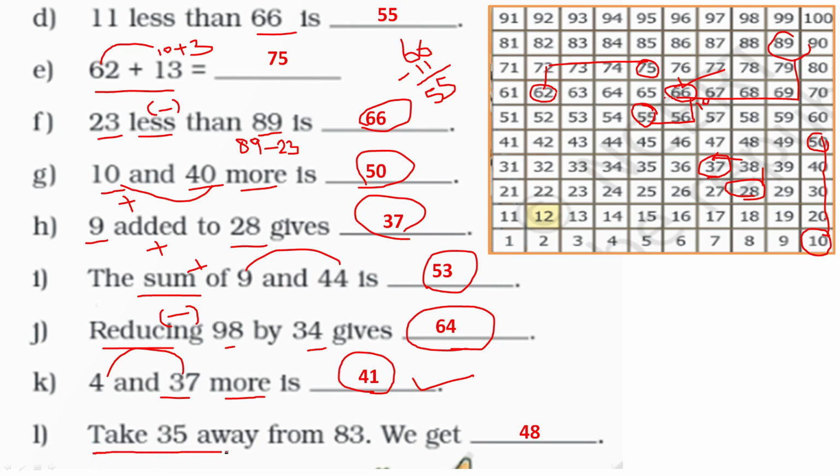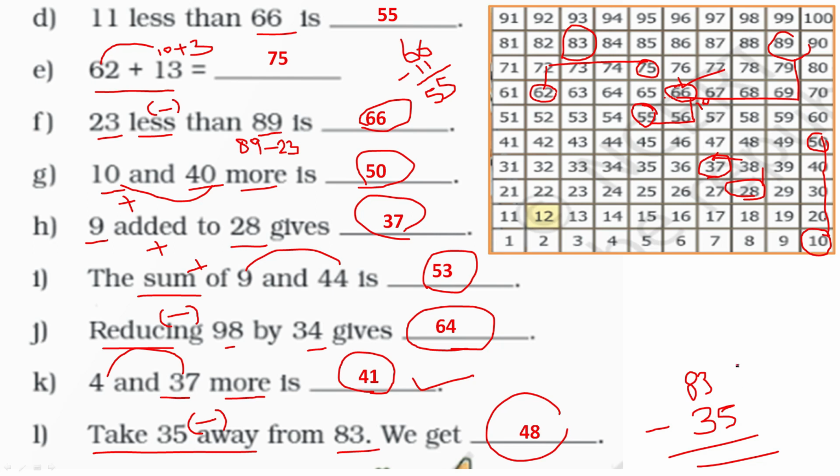Take away. Take away means minus. Subtract from 83. So 83 minus 35. So you will get 48. Go to 83.